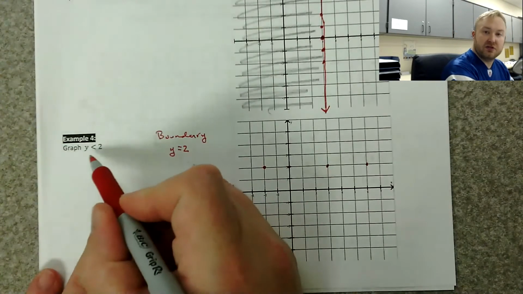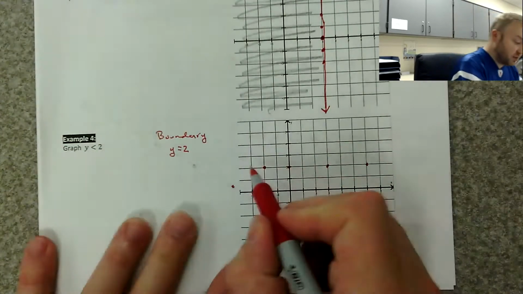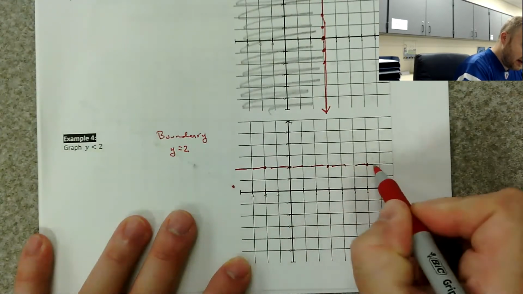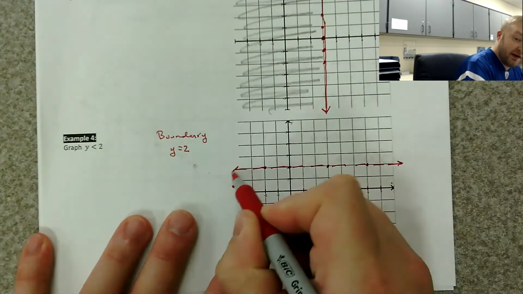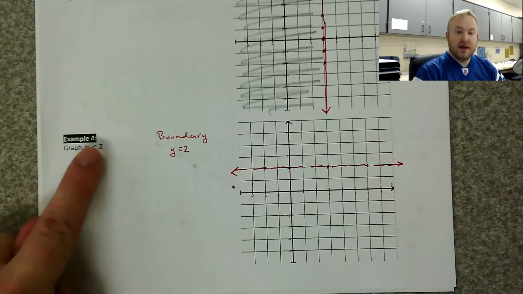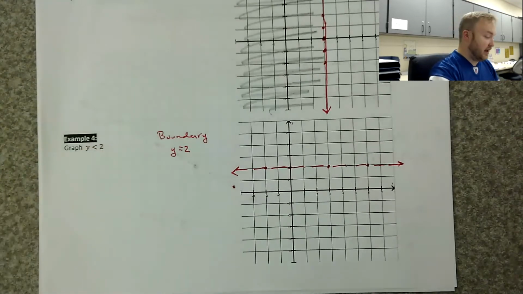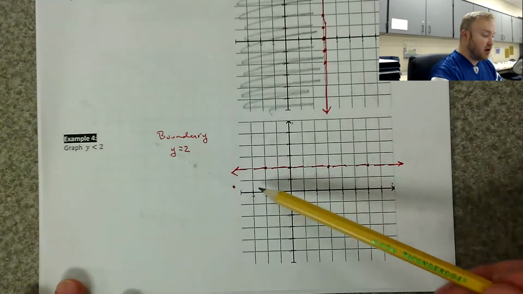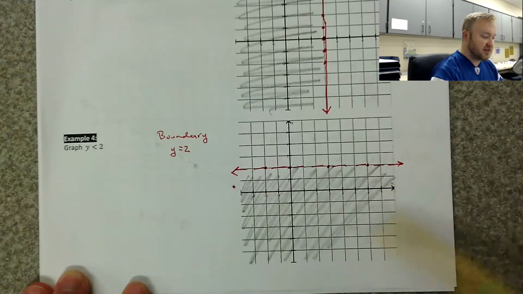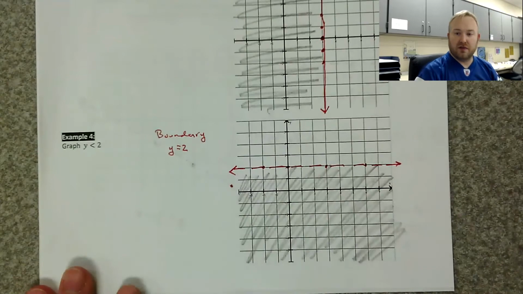Now, since there's no or equal to on this one, my boundary line needs to be a dotted line. So I'm going to make the line y equals 2 a dotted line because there's no or equal to. It does say less than. Less than means below. So we're going to graph every point that has a y coordinate less than 2, which would be all of those.